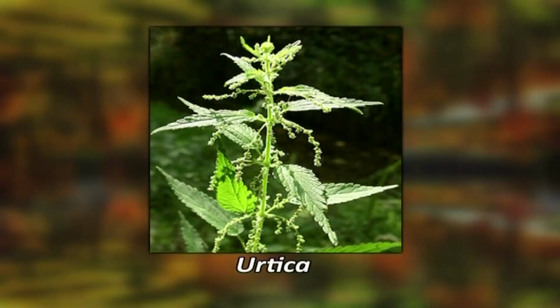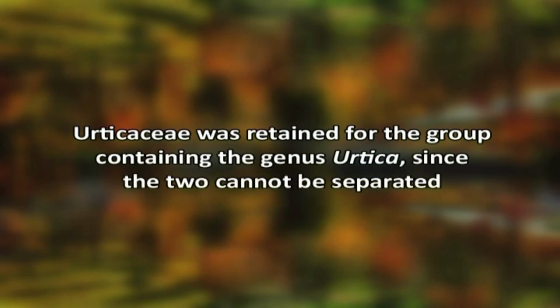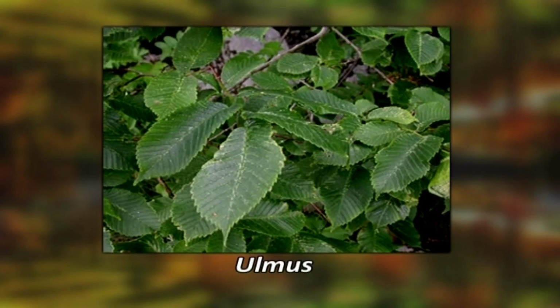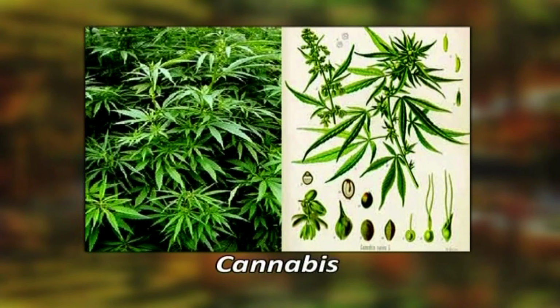For example, the family Urticaceae has Urtica as its type genus. When this original Urticaceae family was split into a number of smaller natural families, the name Urticaceae was retained for the group containing the genus Urtica, since the two cannot be separated. The other split-off groups with family rank got the names Moraceae, Ulmaceae and Cannabinaceae with the type genera Morus, Ulmus and Cannabis respectively.